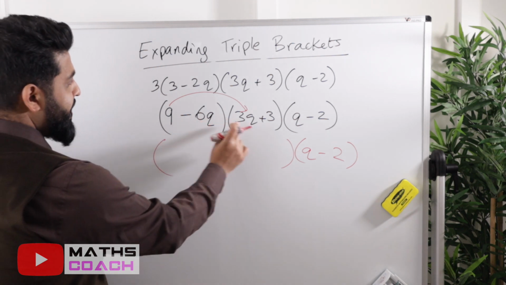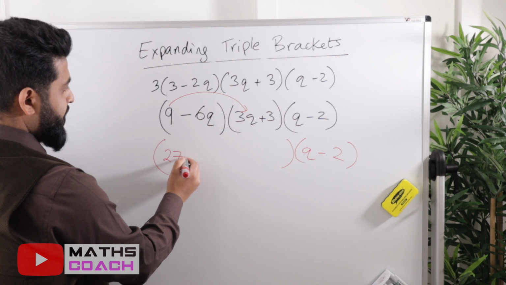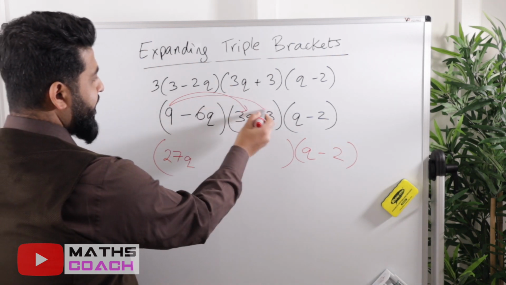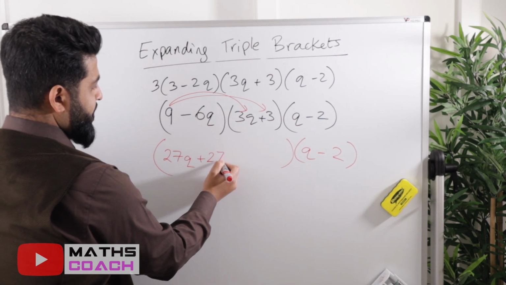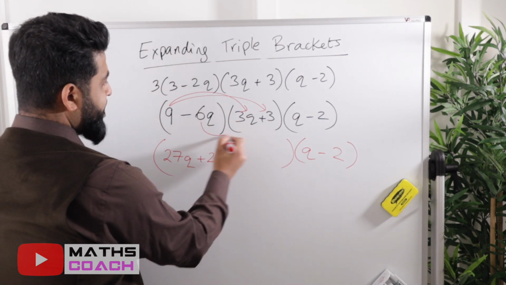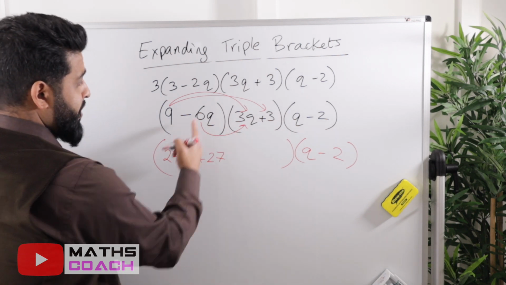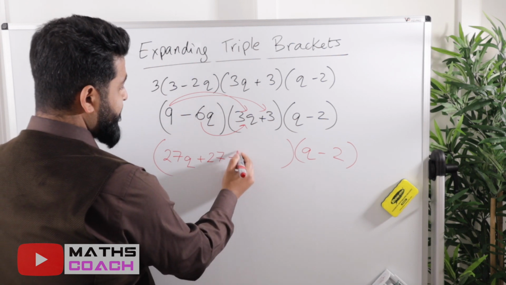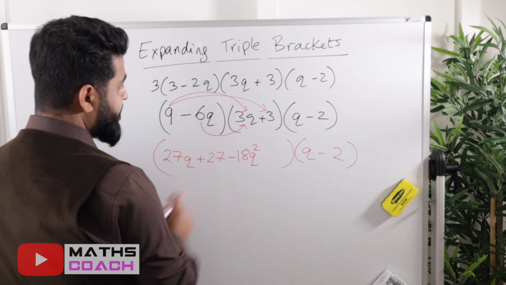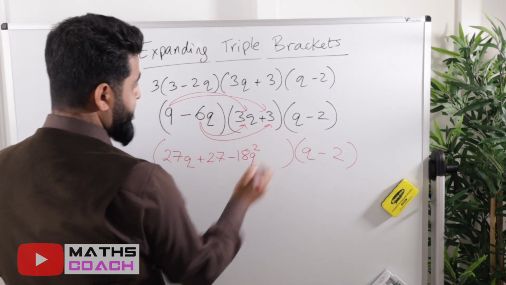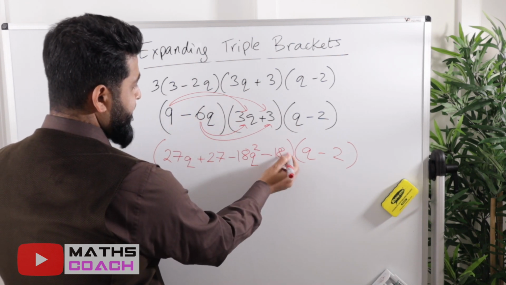Okay, so 9 times 3q. That 9 times 3 is 27, so it's 27q. 9 times 3, which is again 27, so it's plus 27. Then we've got minus 6q times by 3q. 6 times by 3 is 18, so it's minus 18q squared because we've got 2 q's here. And then minus 6q times by 3, again negative, so minus 18q.